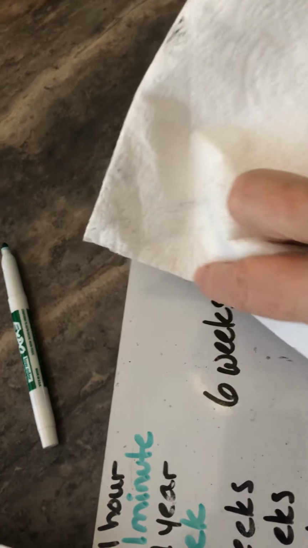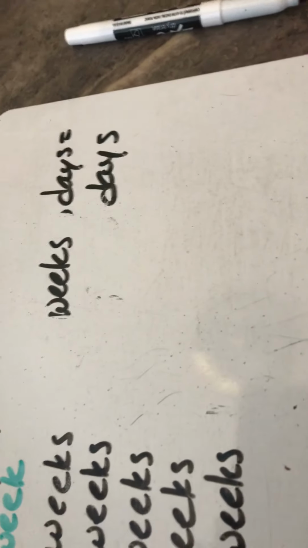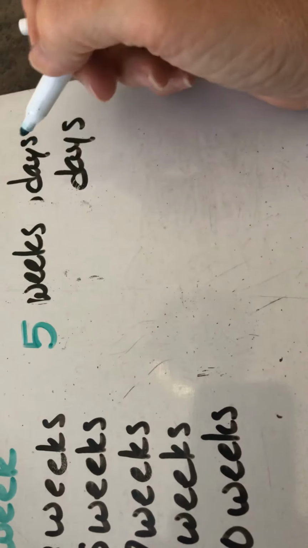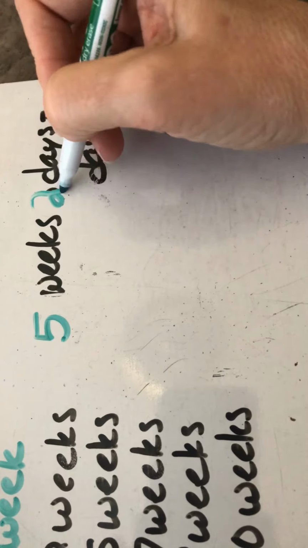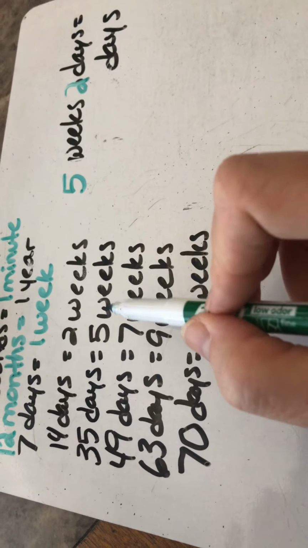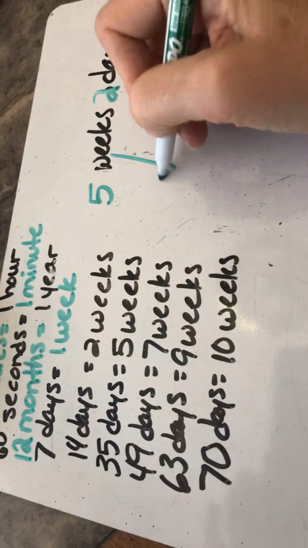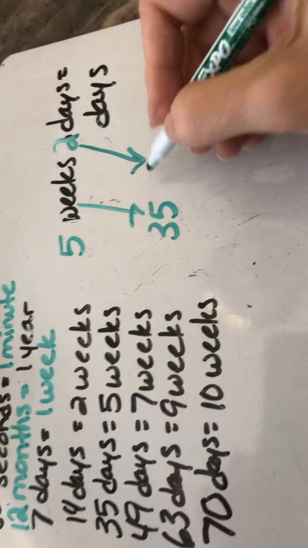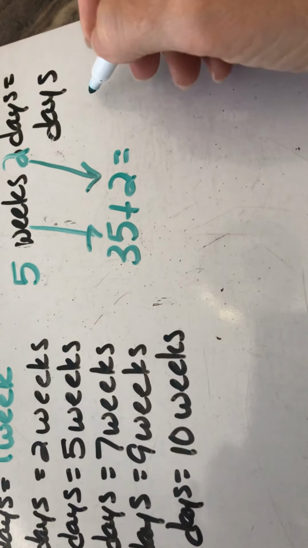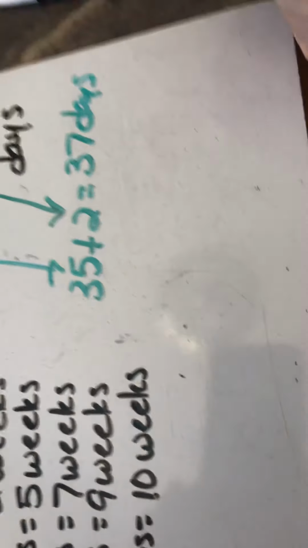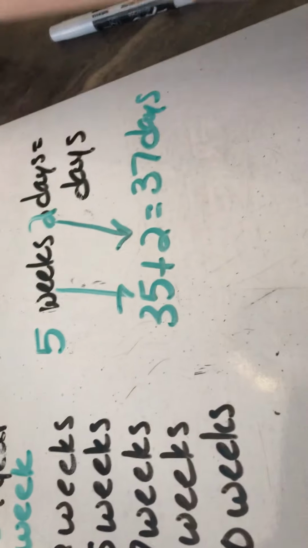Okay, let's try another one. And remember, again, stop the video if you would like to try this on your own and not hear what I'm doing. Let's try 5 weeks and 2 days. Well, over here, we can use our resources. We've already said that 5 weeks equals 35 days. We know that we have those 2 days. So 35 plus the 2, 37 days. I hope that makes sense.